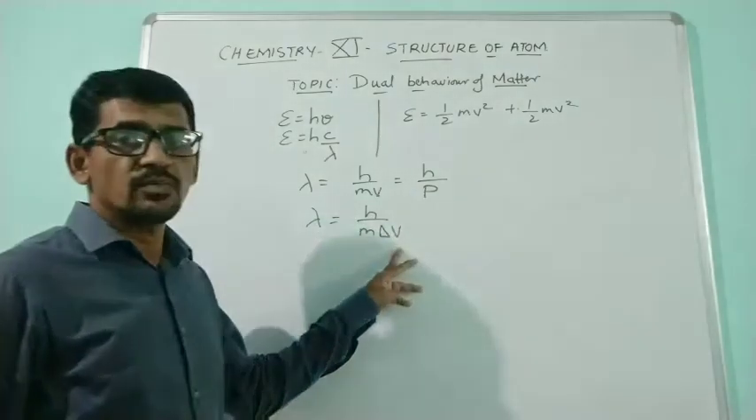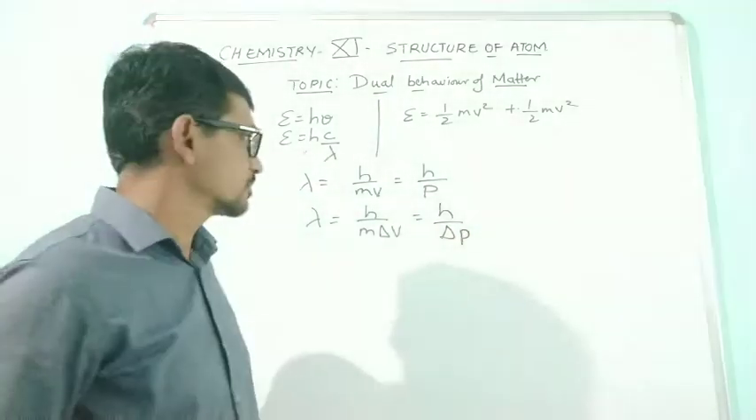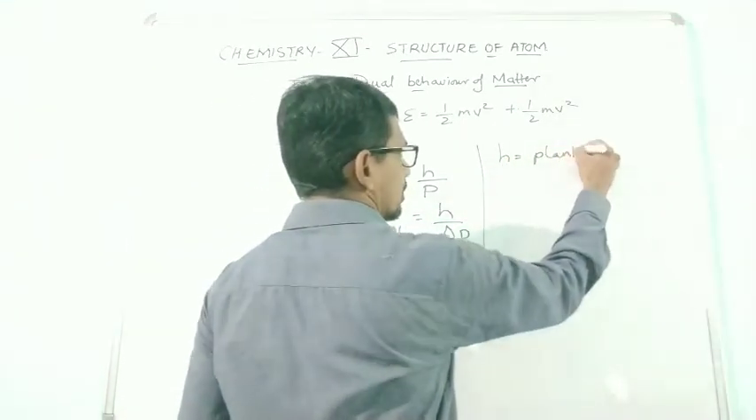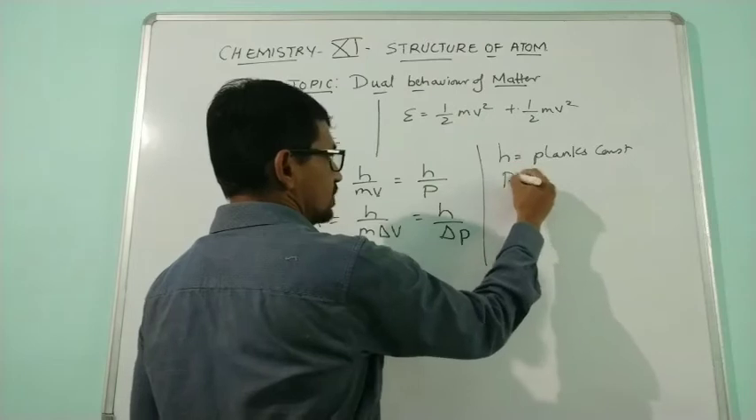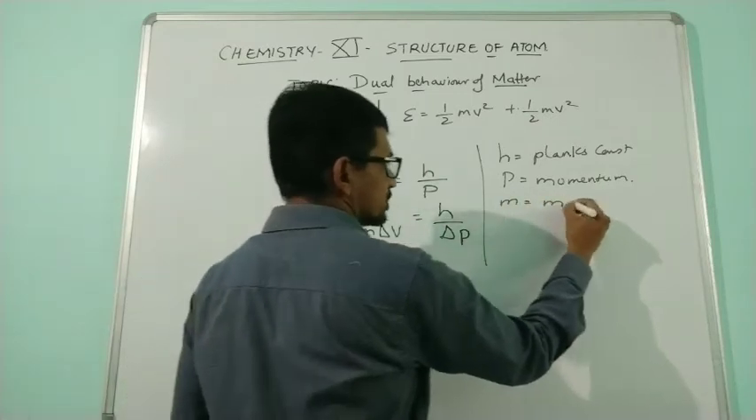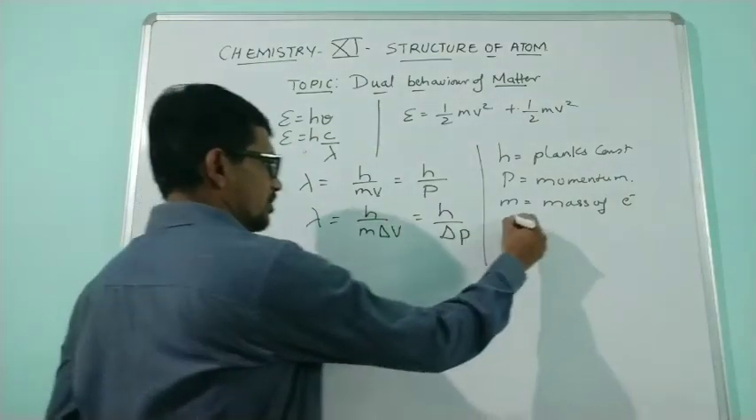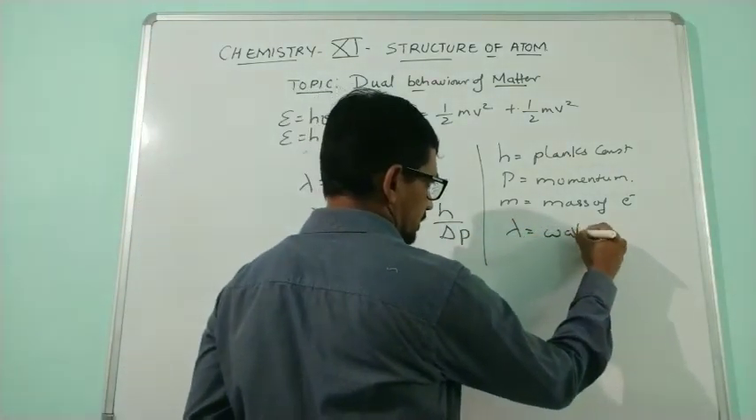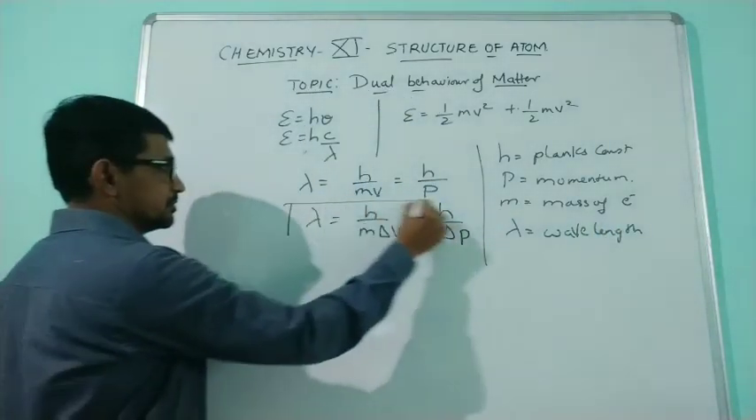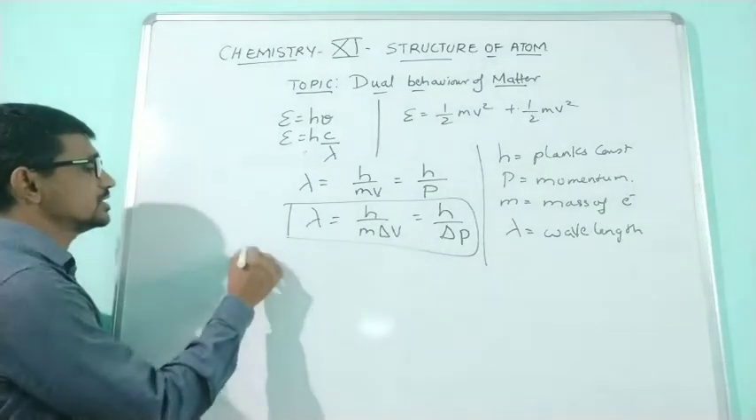If mass is multiplied with the velocity, it is h upon Δp, meaning change in momentum, where h is the Planck constant, p is momentum, m is the mass of electron or mass of particle, and λ is wavelength. So this equation, λ is equal to h upon mv or mΔv, is known as the de Broglie equation.